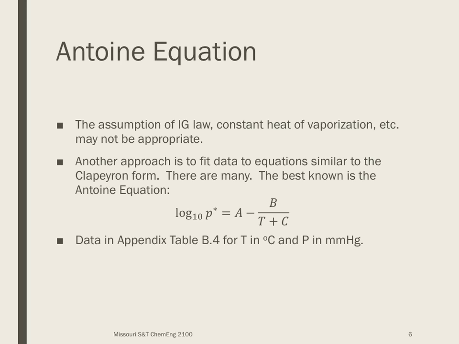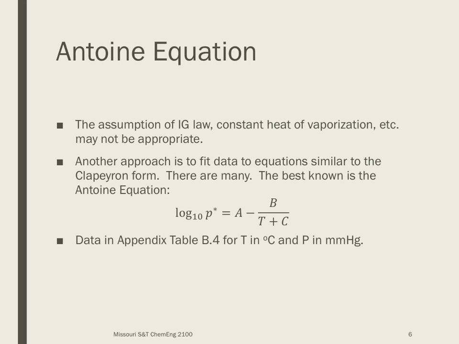So there are many, many choices of equations that one might use. The Antoine equation is the best known. It's been around, in constant use for the longest time. The way it is written in your textbook is log base 10 of the vapor pressure is a constant minus another constant over T plus C.